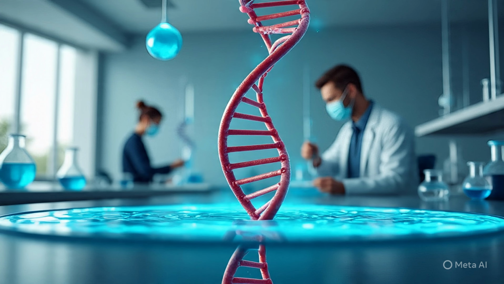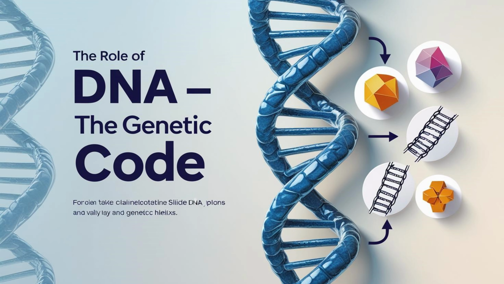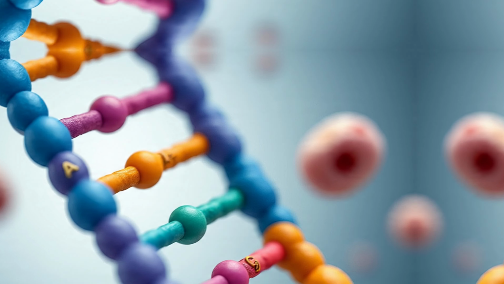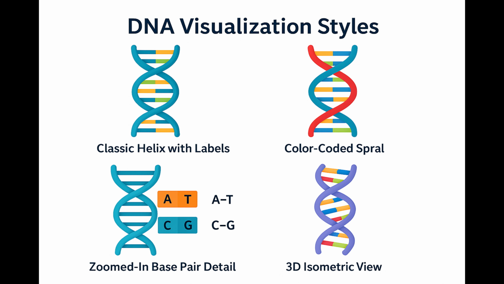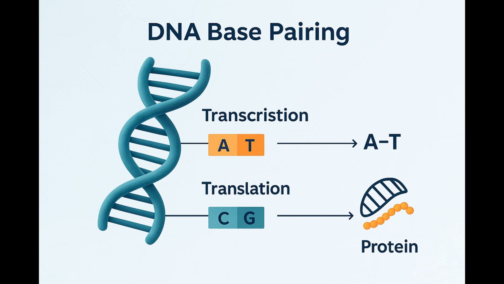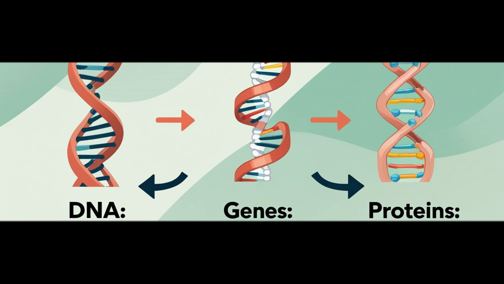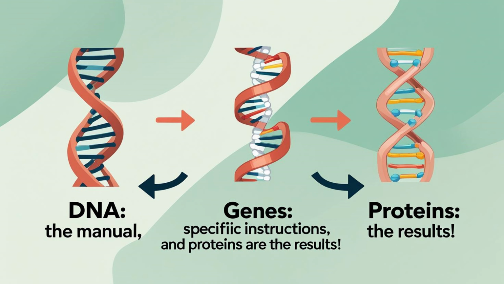At the core of genetics is DNA, deoxyribonucleic acid. DNA is like a biological instruction manual found in almost every cell of our body. It's made up of 4 chemical bases: adenine, thymine, cytosine, and guanine. These bases pair up as A with T and C with G to form the famous double helix structure of DNA. Segments of DNA are called genes, and each gene carries instructions to make proteins, which are the building blocks of life. So, if DNA is the manual, then genes are specific instructions and proteins are the results.